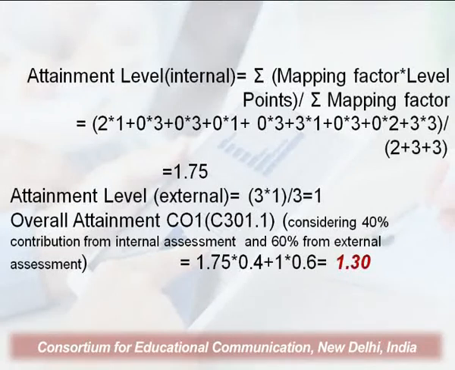Now, this is the formula which is used across all NBA affiliated institutions to calculate the attainment levels. The attainment level, internal, in brackets, is the summation of mapping factor into level points, divided by sigma of the mapping factor, that is 2 into 1 plus 0 into 3 plus 0 into 3 plus 0 into 1 plus 0 into 3 plus 3 into 1 plus 0 into 3 plus 0 into 2 plus 3 into 3, divided by 2 plus 3 plus 2 plus 3, that is equal to 1.75.